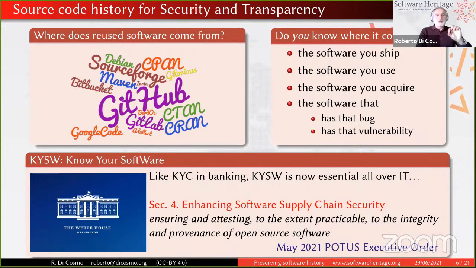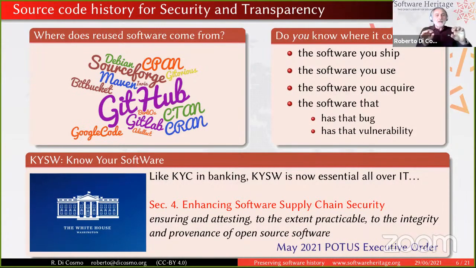It's a key point, and if you have been observing what has been happening in the US recently, there was an executive order by the President of the United States, May 2021, which is about cybersecurity, and they are pushing this idea that it is essential to improve the software supply chain we are using.